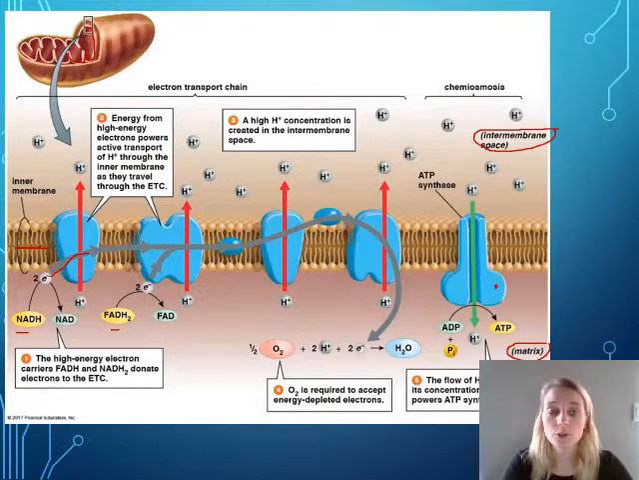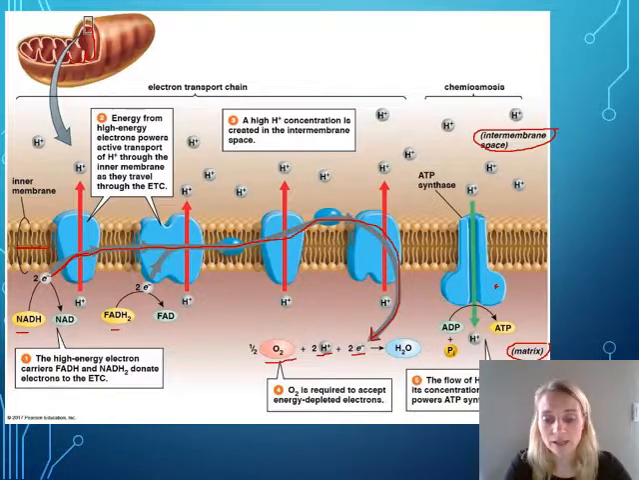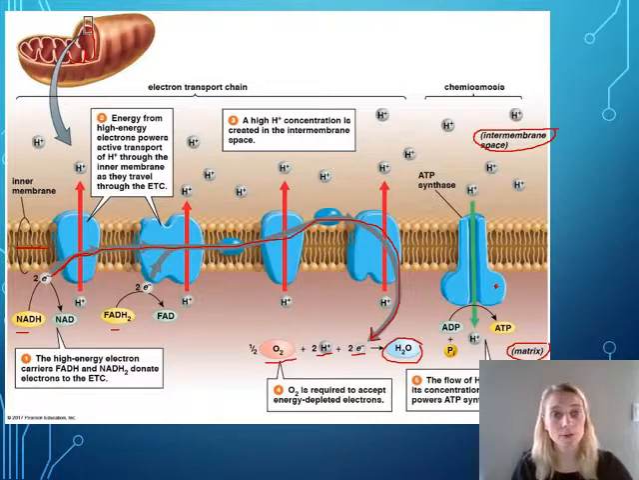I'm going to follow the track of the electrons. The electrons go to this first carrier, and then they're carried through the membrane to the next carrier, and then another carrier and another carrier. By the time we get done, we hook those electrons with some hydrogen and some oxygen, and we get our product of water. So that's the flow of the electrons.